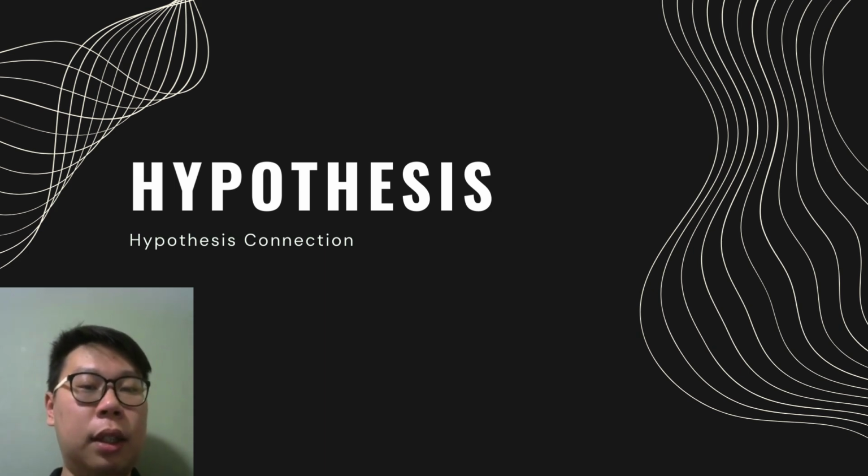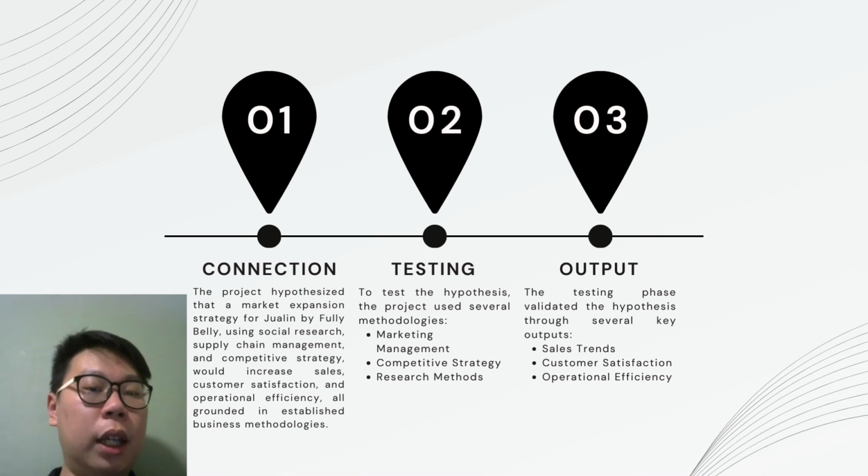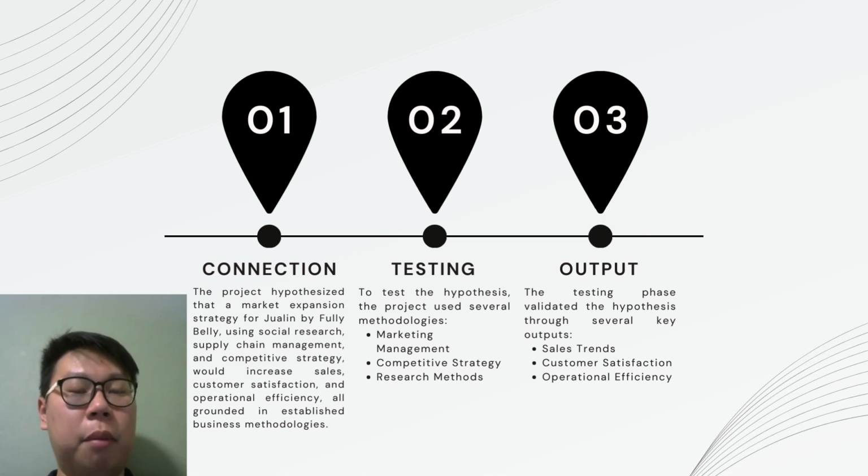Next, the hypothesis. The project hypothesized that a market expansion strategy for Jolin by Fulibelli, using social research, supply chain management, and competitive strategy, would increase sales, customer satisfaction, and operational efficiency, all grounded in established business methodologies. Next, in testing, to test the hypothesis, the project used several methodologies.